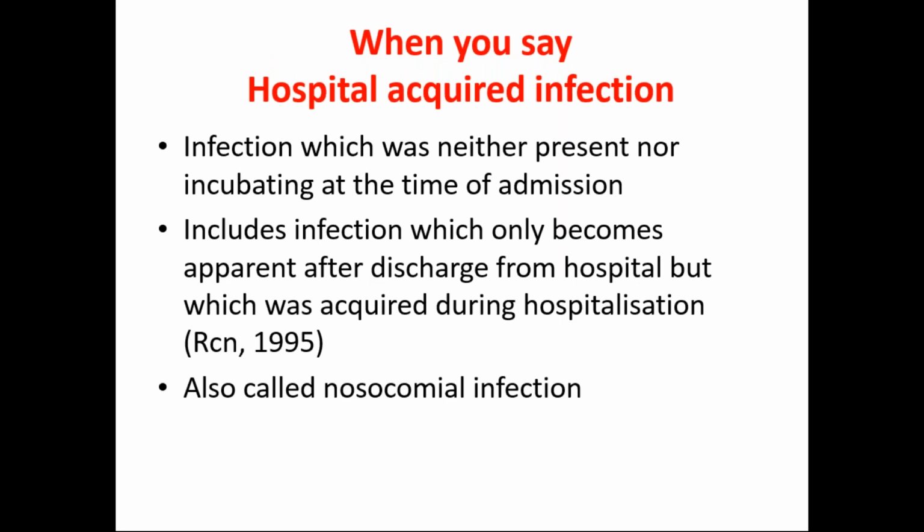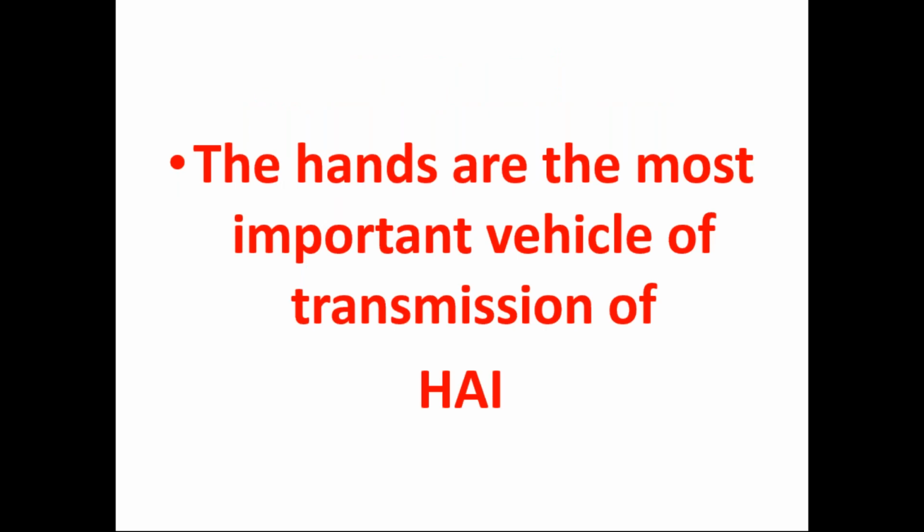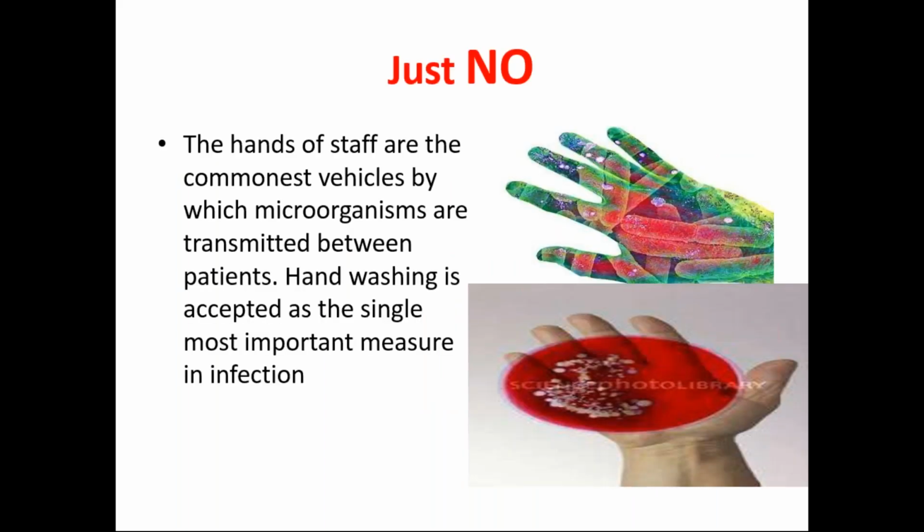When you say hospital-acquired infection, you get infected in hospital settings, right? Among these, the hands are the most important vehicles for transmission of hospital-acquired infections. The hands of the staff are the commonest vehicles by which microorganisms are transmitted between patients. Hand washing is accepted as the single most important measure of infection control. Therefore, properly washing and sanitizing your hands regularly is the single most important measure of preventing infections.